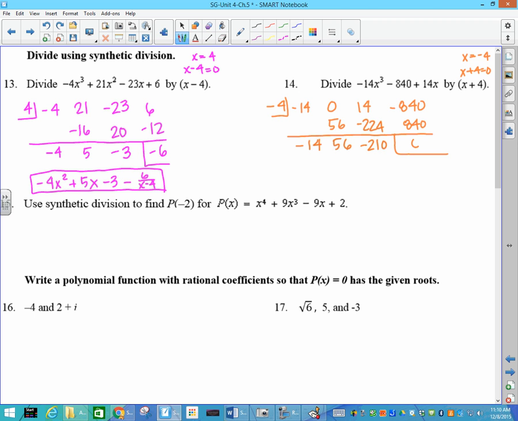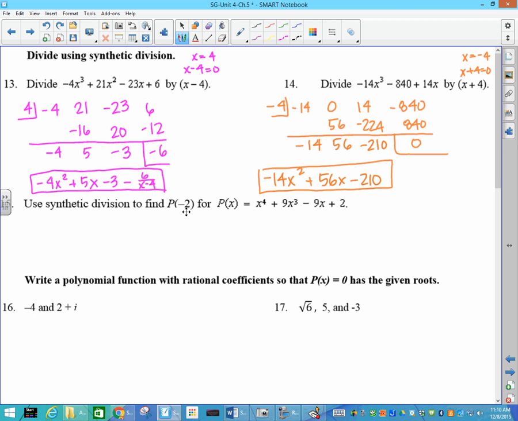Woohoo! Because I got a remainder of 0, which means that it goes in evenly. So what I'm going to write in my answer blank is 14x to the what? Started with a third, so I'm ending with a squared, plus 56x minus 210. And that's what I get when I divide. Okay? Now, you will also have a question that looks like this for synthetic division.